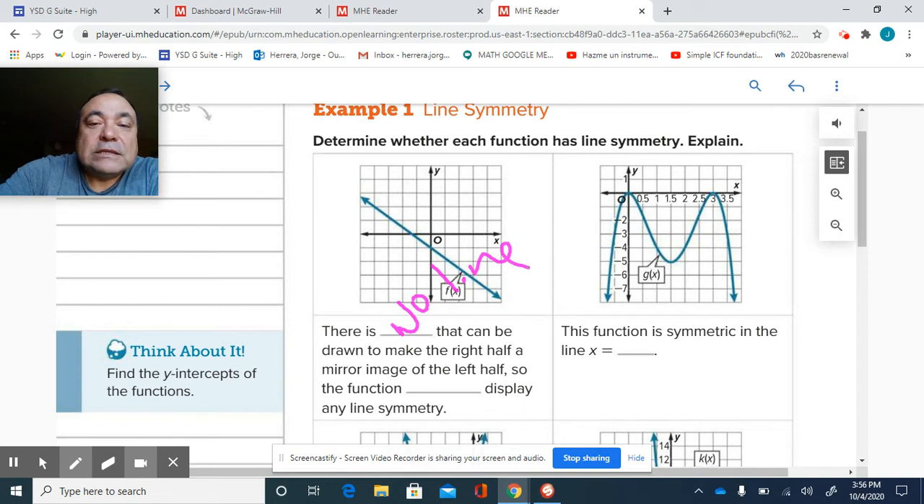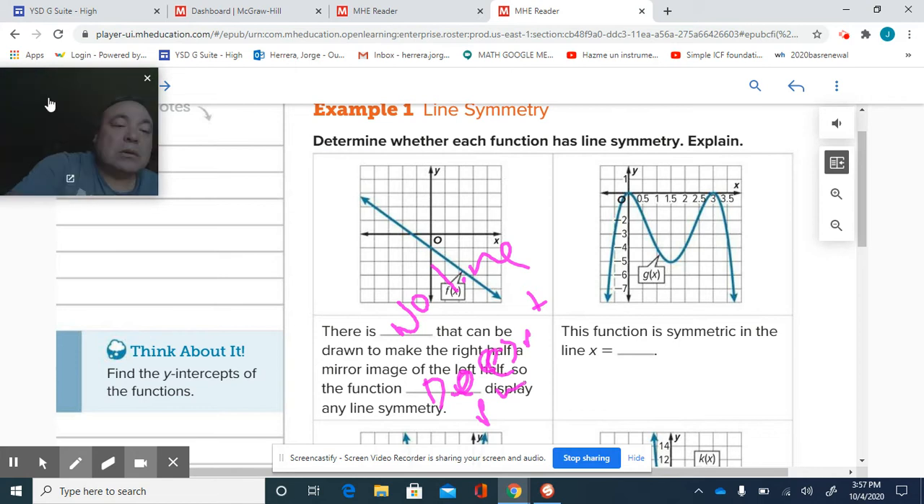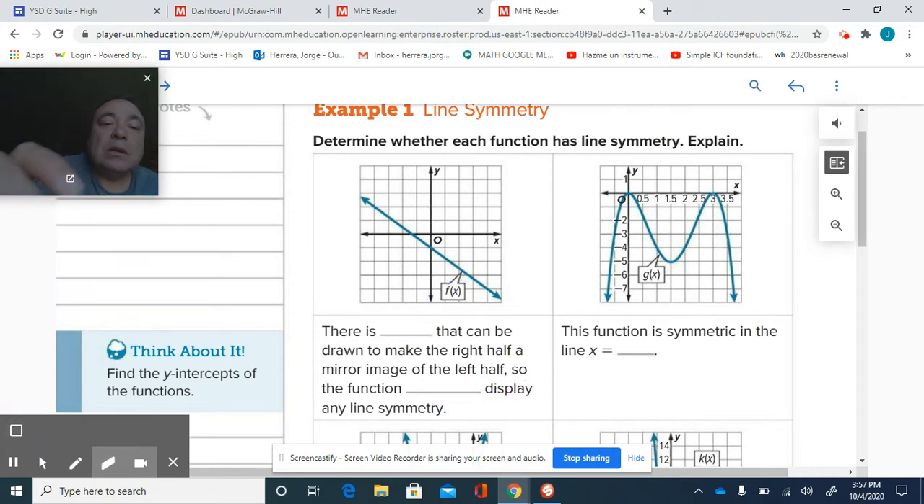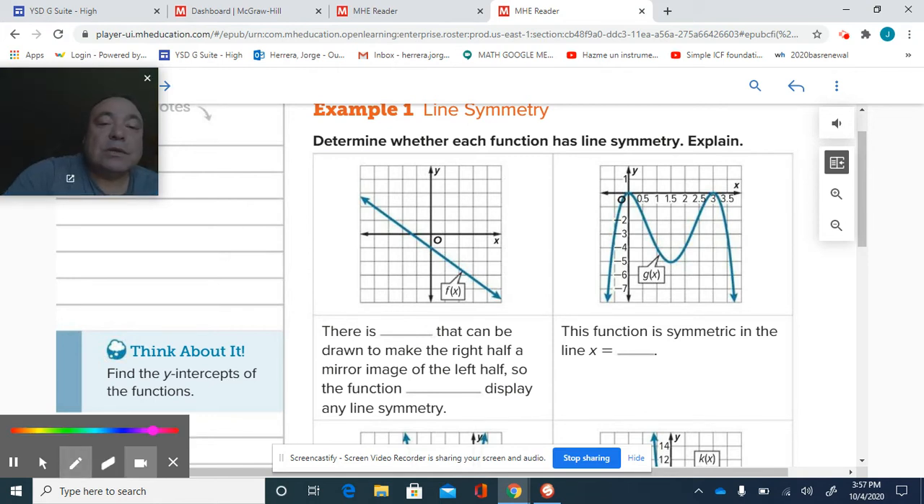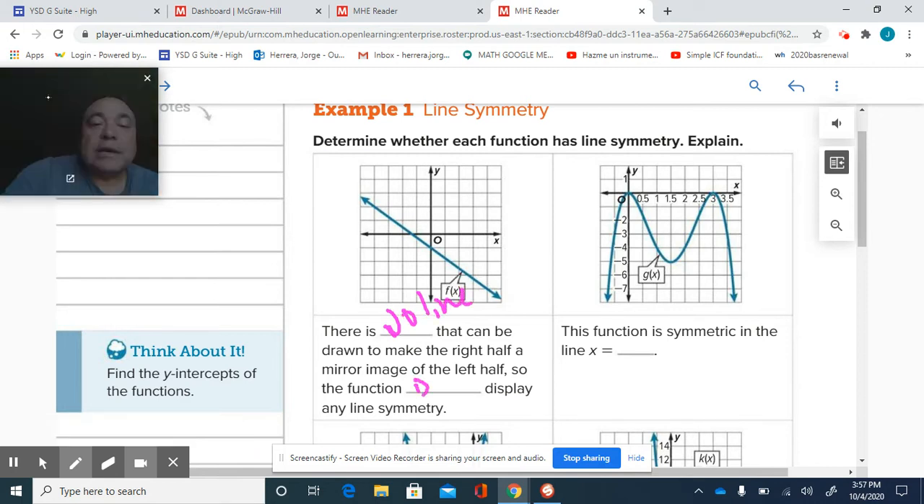It doesn't display any line of symmetry. Okay. So just to make sure that we can check it out. So again, there's no line of symmetry here, and it does not display any line of symmetry. Okay.